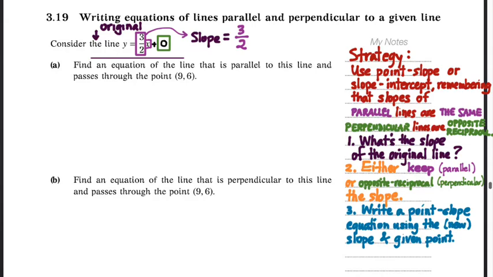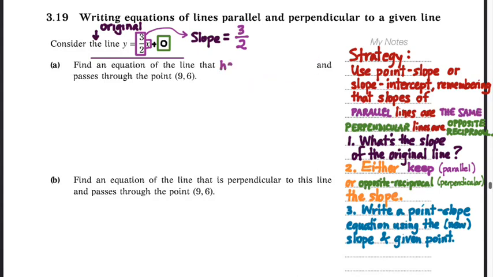That's going to give us our starting point for the slopes of the lines that we're looking for in parts A and B. So let's suppose that I want to find an equation of a line in part A which is parallel to the line that we started with. Well, parallel lines have identical slopes. So the slope of the line that we need to write an equation for in part A is the same as the slope of the original. In other words, the slope of this line had better be 3/2.